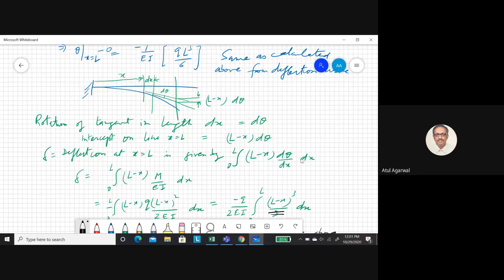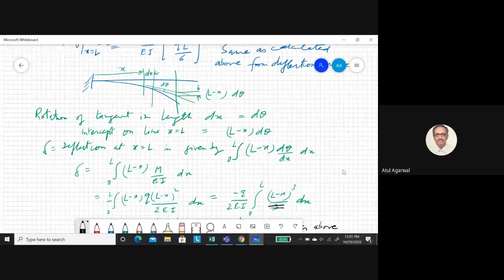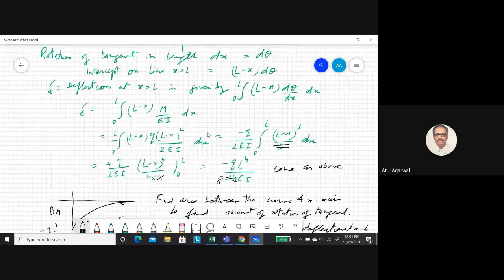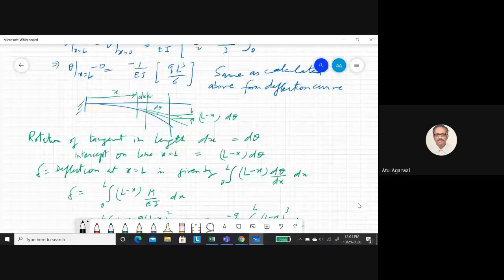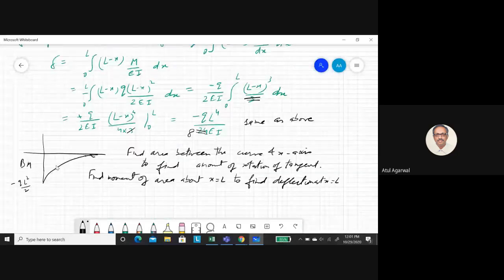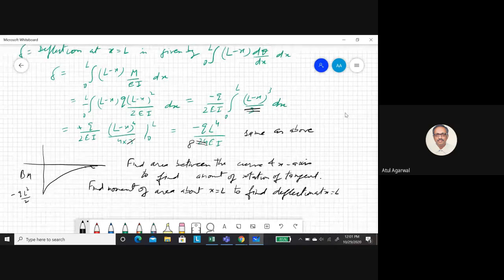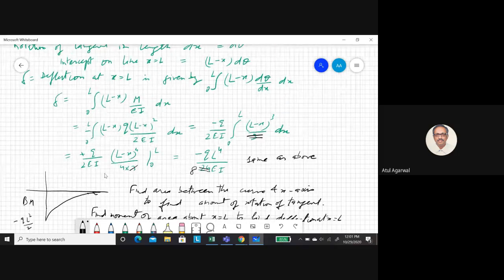Instead of d theta, you write d theta by dx into dx. D theta by dx you already know is M by EI. So this is the integration. This is your M by EI integration method. There are several methods. With M by EI integration you get change of angle, and here I am doing integration of the moment. I will show you. So your deflection becomes this. Simple integration, you get the same answer.